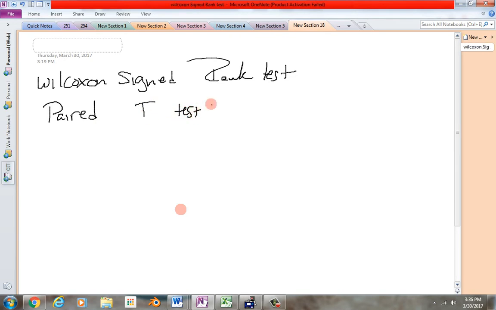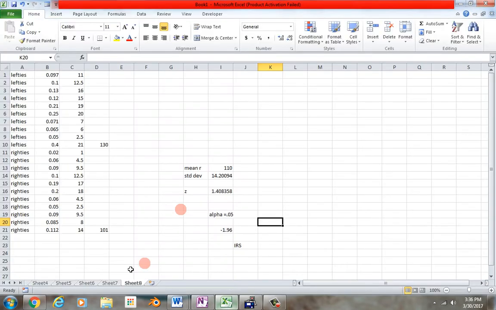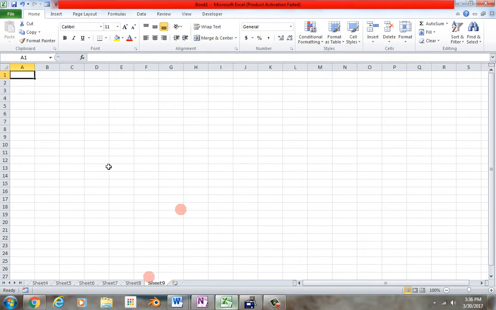For instance, twins. For instance, we had before and after situations. That's what I'm going to do today on mine: a before and after test. Again, why would I be using ranks on this? Again, if my data is not terribly normal.